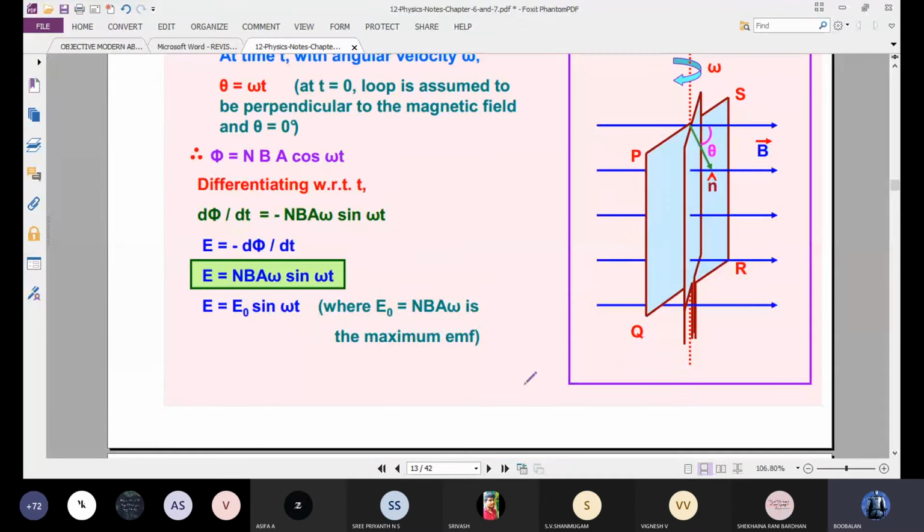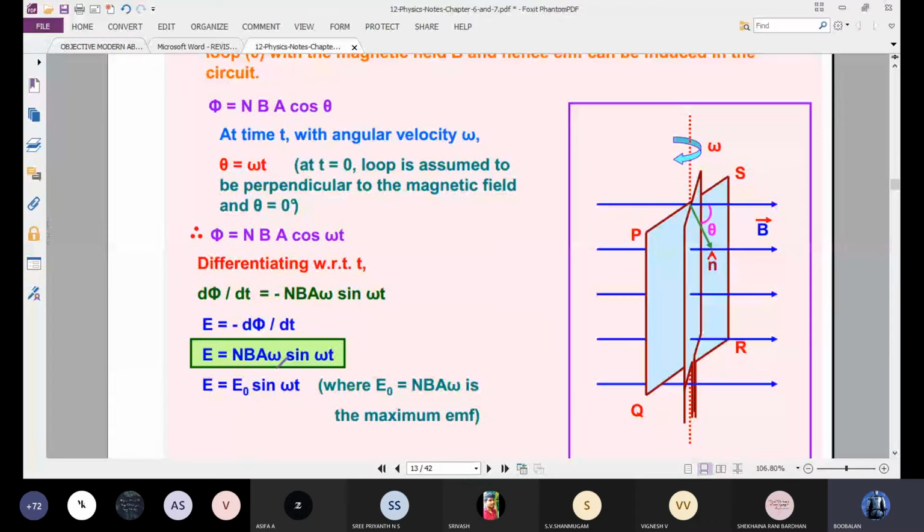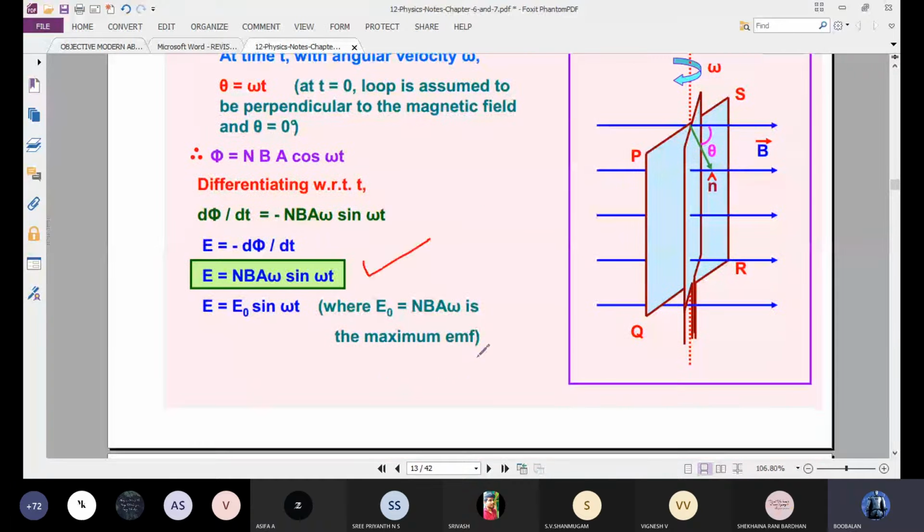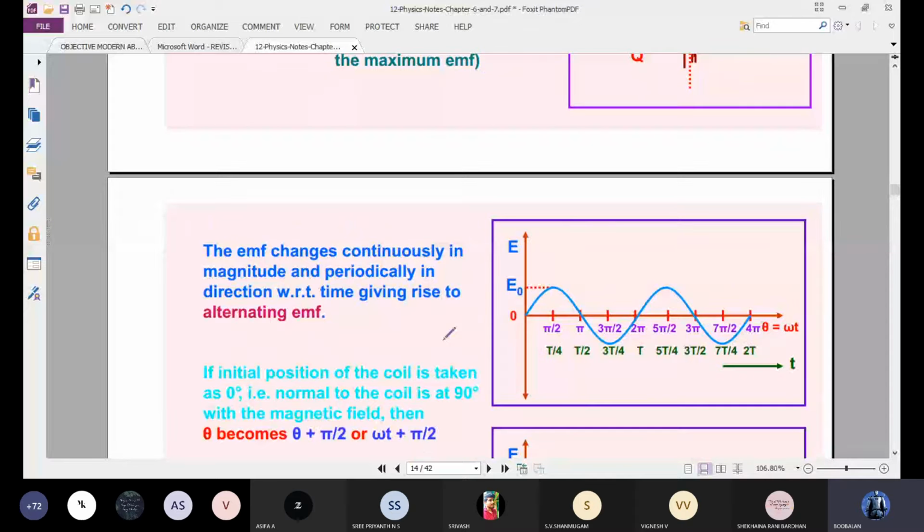Listen, the changing orientation of the coil: the EMF formula is E equals NBAω sin ωt. Now, based on the ω value, at π/2, T/4, π, that is T/2, half of the time period, and 3T/4.